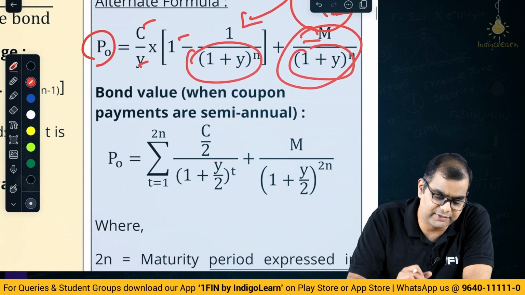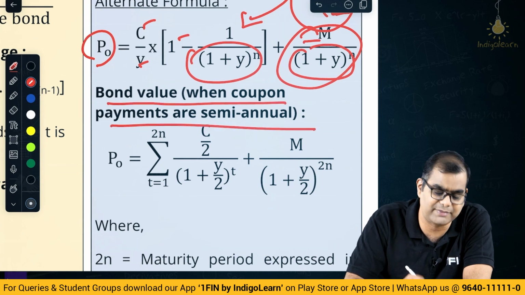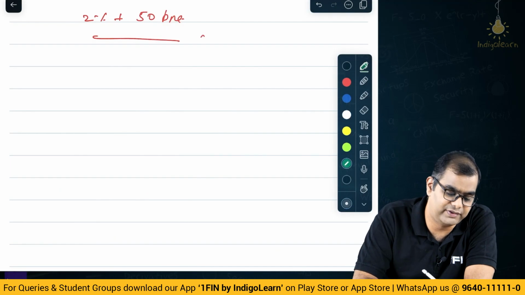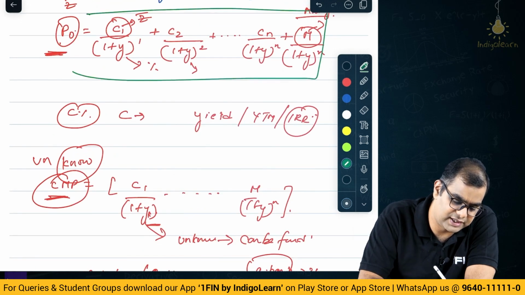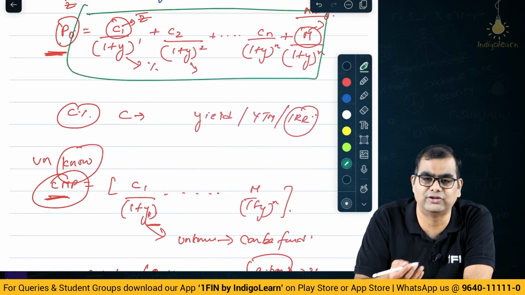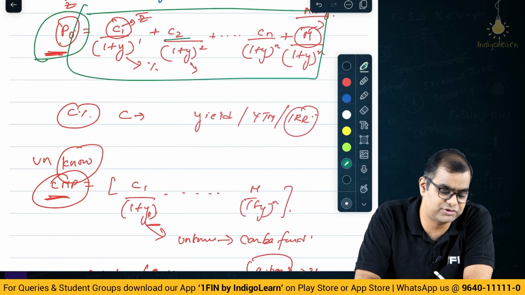Now, the second aspect that I want to highlight is something called bond value when coupon payments are semi-annual. So far we have taken a case where we have assumed that the yield is annual, and that the coupon payment is annual. That is the underlying assumption in this.